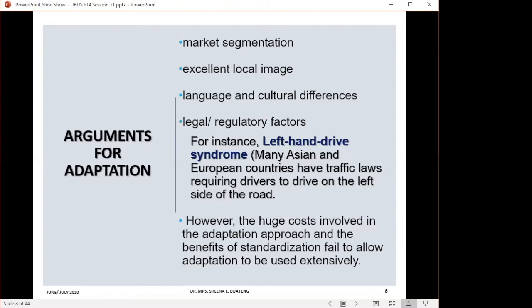Okay, so now that we've clarified that, that's a typical example of how regulation can affect your global marketing issues. So imagine having to go through the problem of shifting the steering wheel from the left to the right just to be able to accommodate regulation. And that leads us to one of the biggest disadvantages of adaptation, which is the cost implication.